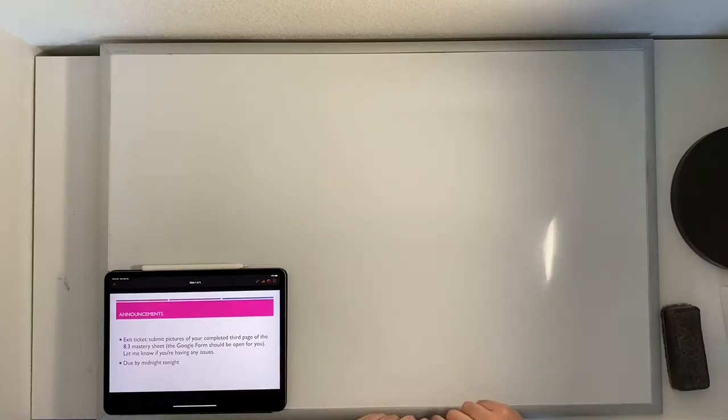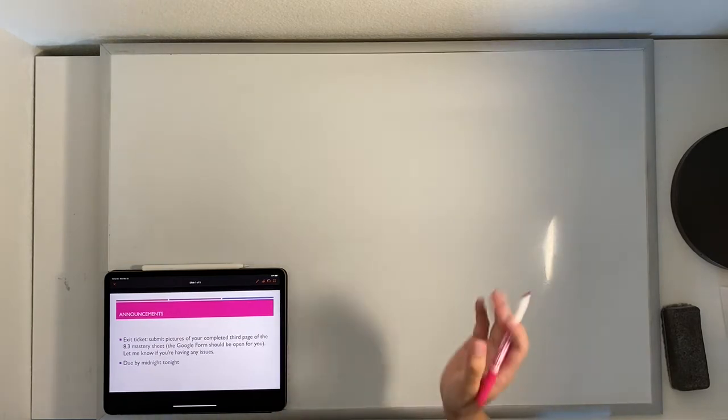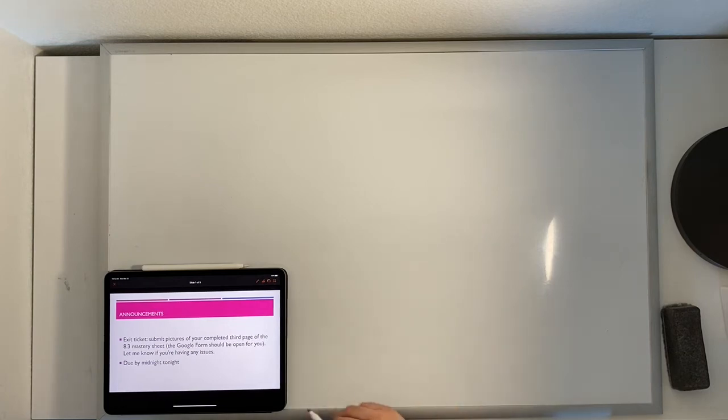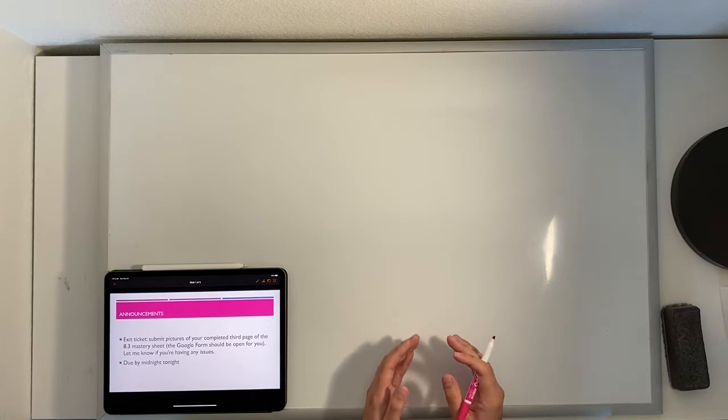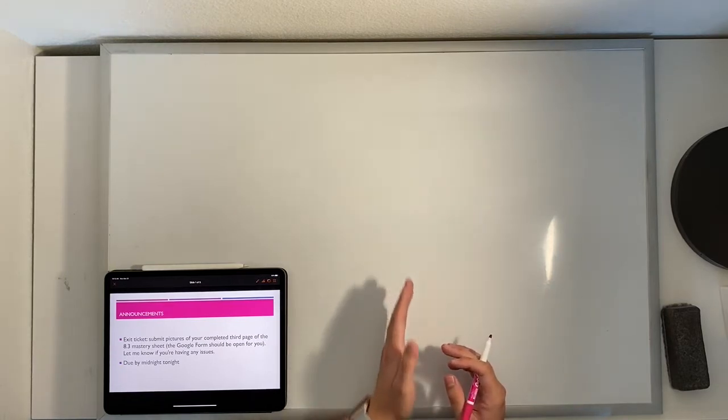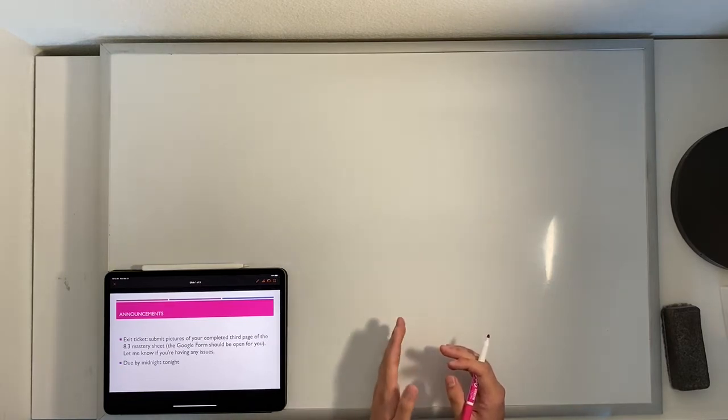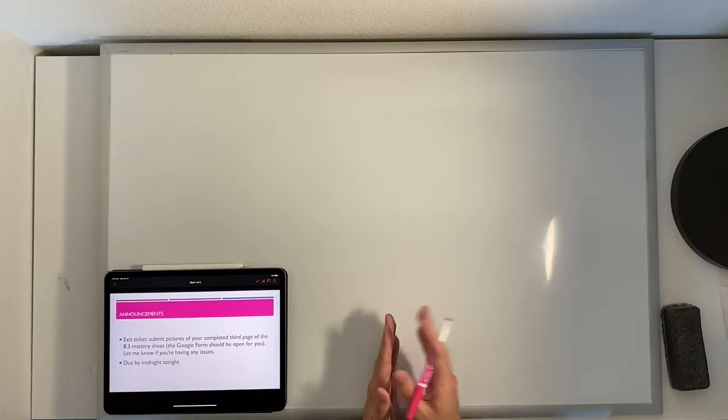All right, good morning, happy Tuesday. Let's jump back into 8.3. We're going to spend the rest of this week on 8.3, and then we'll start to review our unit next Monday and Tuesday. Today's exit ticket will ask you to submit pictures of the third page of your 8.3 mastery sheet. I want to see that you've worked through and completed all of those problems. This will be put in as a completion grade.